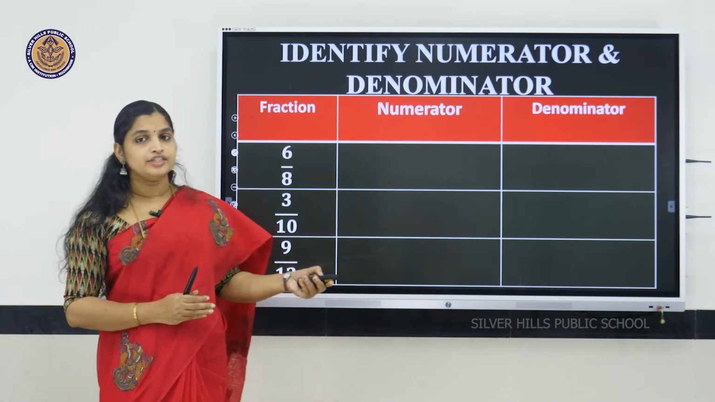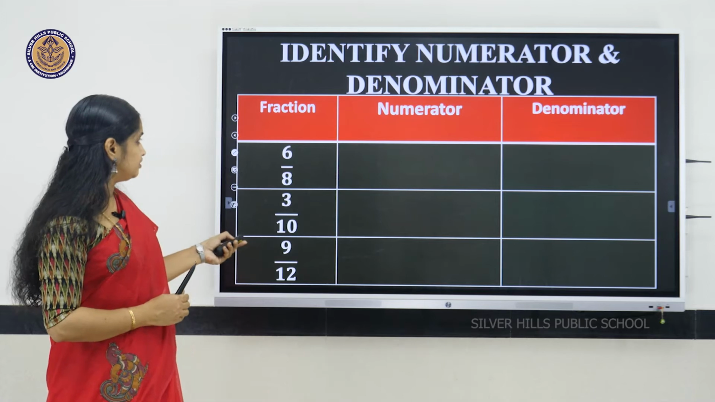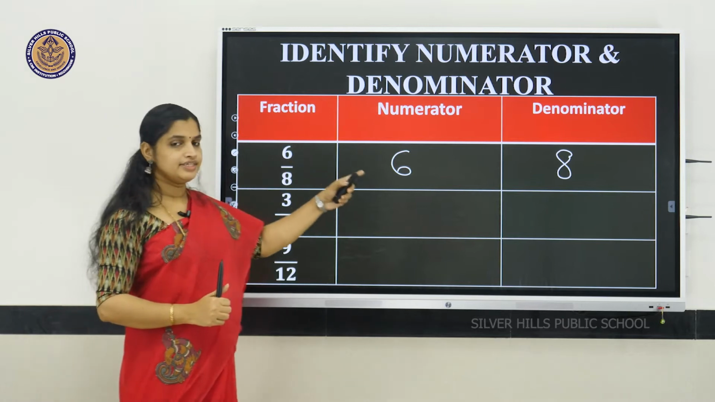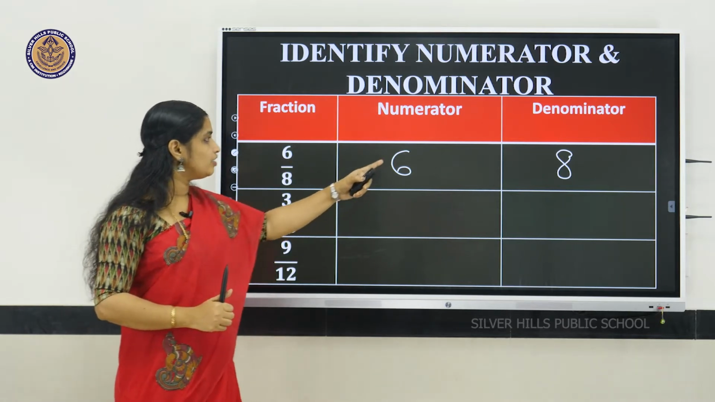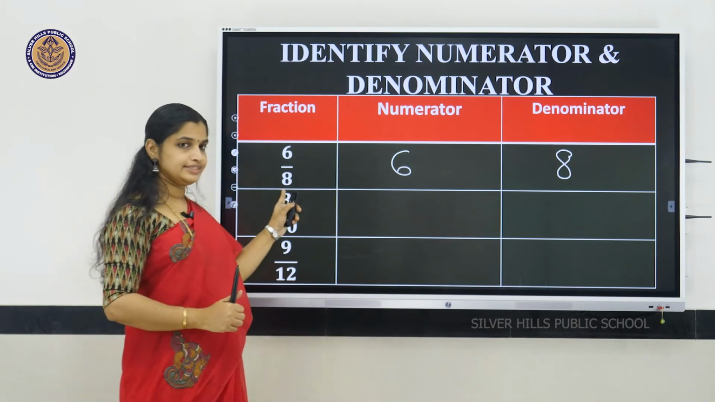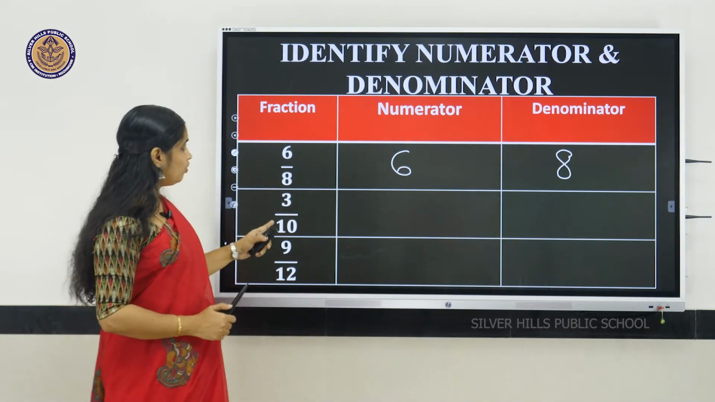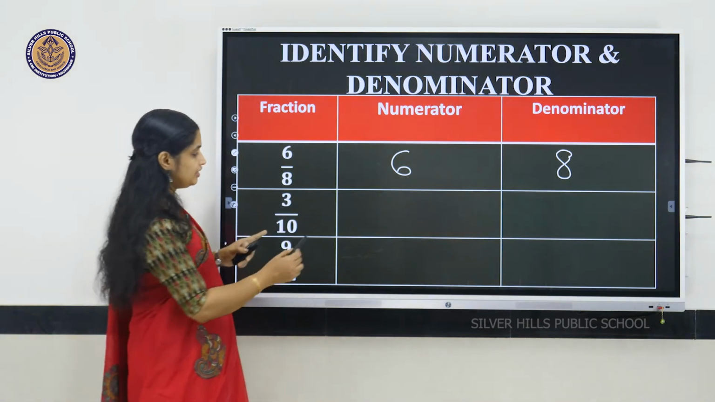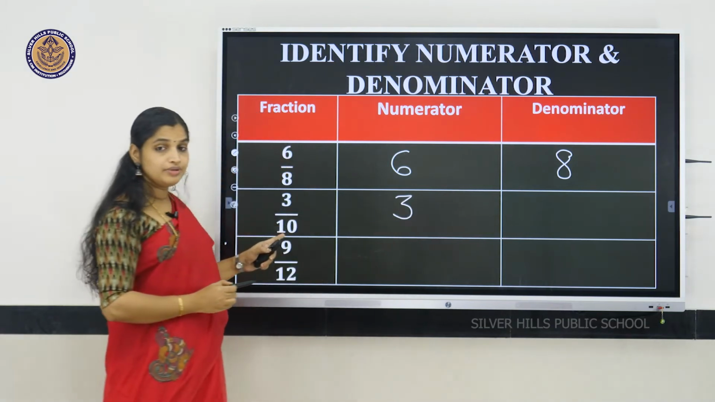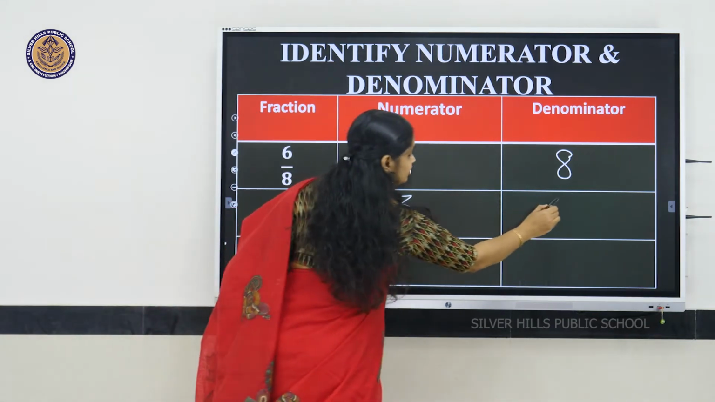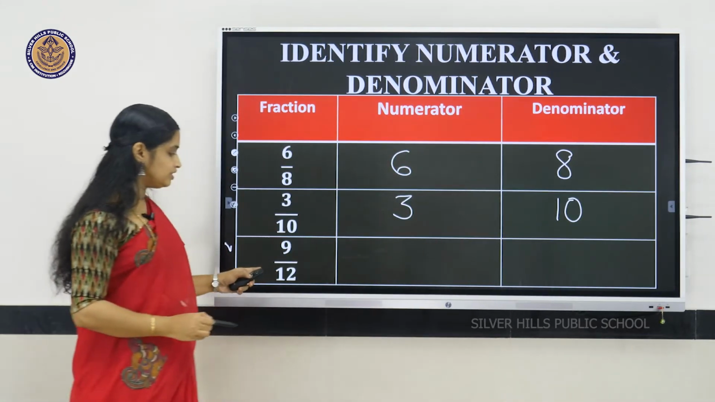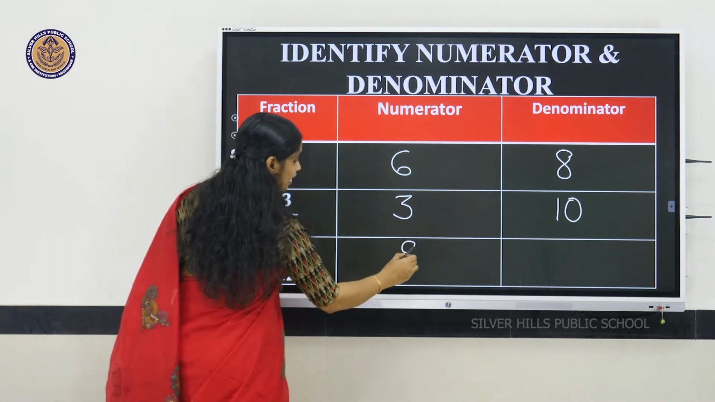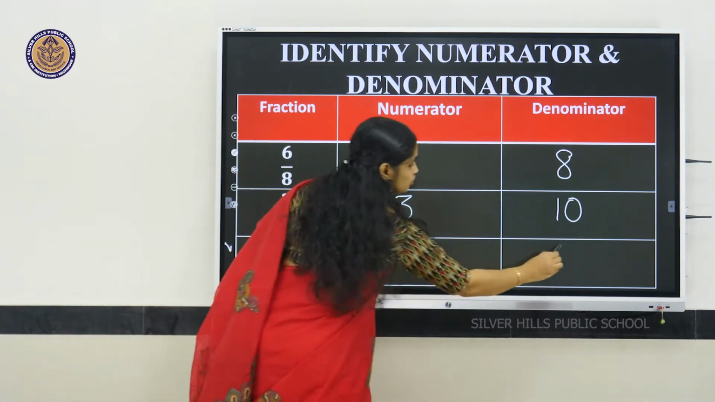Now let us identify the numerator and denominator. The fraction given here is 6 by 8. What is the numerator here? It is 6. And what is the denominator? 8. It is below the line. Now what is the denominator and numerator in this? Numerator is above the line, that is 3, and denominator is below the line, that is 10. Now what about this 9 by 12? What is the numerator in this? 9, and what is the denominator? 12.